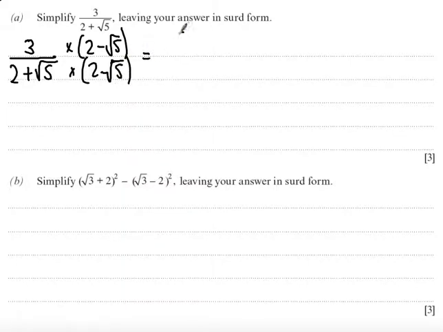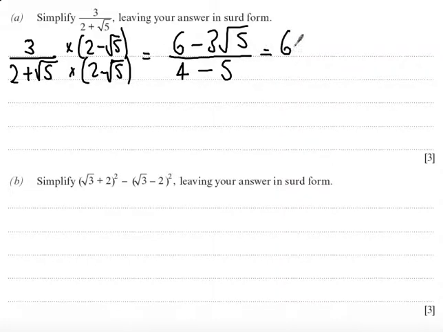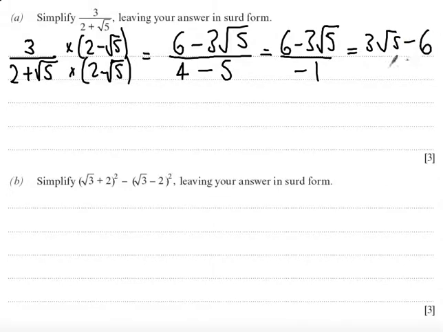so that I get 6 minus 3 root 5 over, using the difference of two squares on the denominator, I get 2 squared, which is 4, and then minus root 5 squared, which is minus 5. So I get 6 minus 3 root 5 over minus 1, and then I can divide everything by the minus 1, so I get 3 root 5 minus 6.